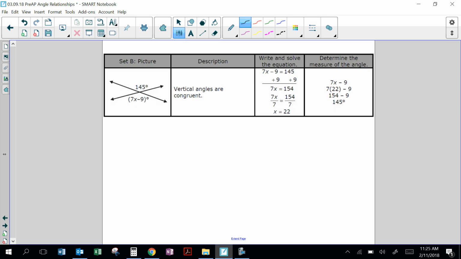And last but not least, the last type of angle we're going to talk about is something called vertical angles. Vertical angles are when you have two angles that are across from each other and are equivalent. This is an obtuse angle. This is obtuse. You can tell they're equal to each other. So here they did 7x minus 9 equals 145. They just added 9 to both sides and got 7x equals 154. They divided 7 on both sides, got x equals 22. They replaced this x with 22, which is 154, subtract 9 is 145 degrees. And that proved to me that they're both equivalent.